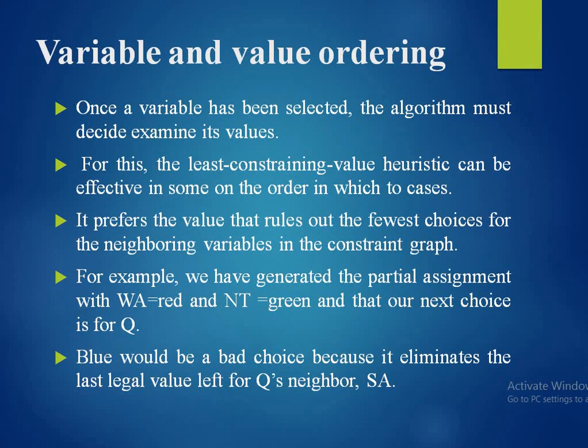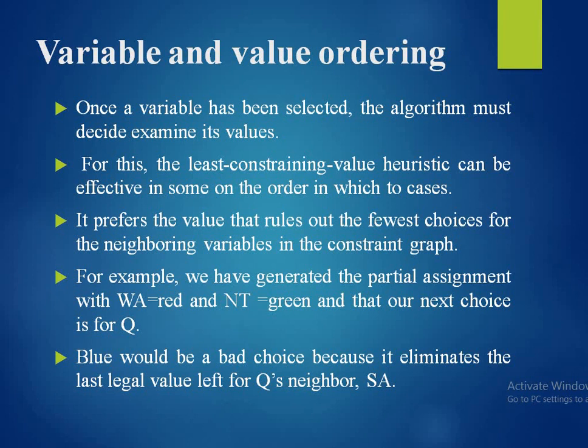Once a variable has been selected, the algorithm must decide on the order in which to examine its values. For this, the least constraining value heuristic can be effective in some cases. It prefers the value that rules out the fewest choices for the neighboring variables in the constraint graph.